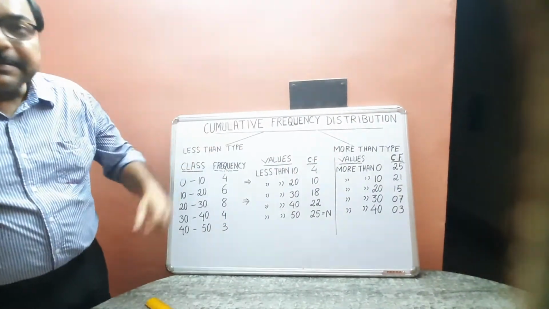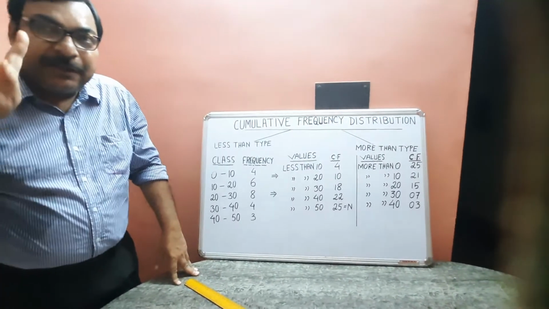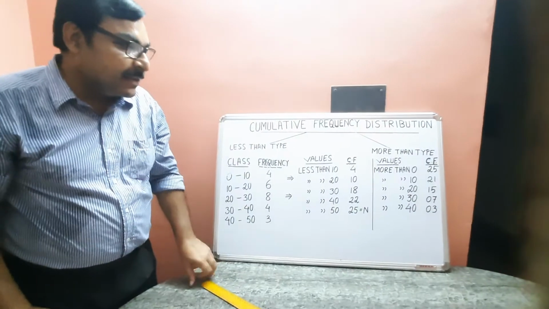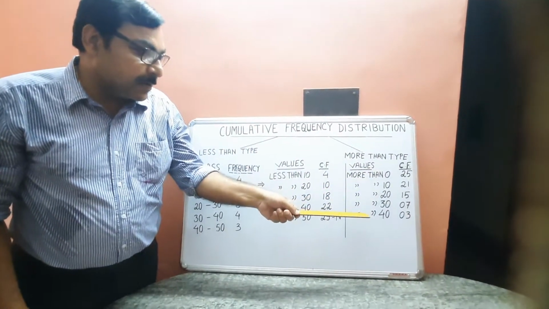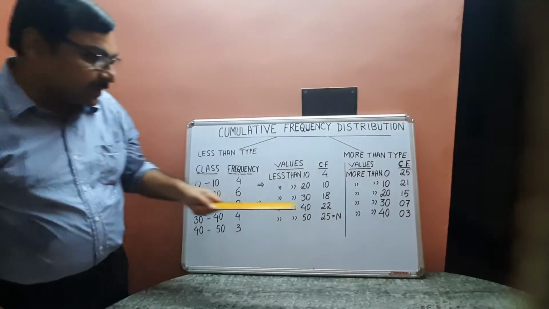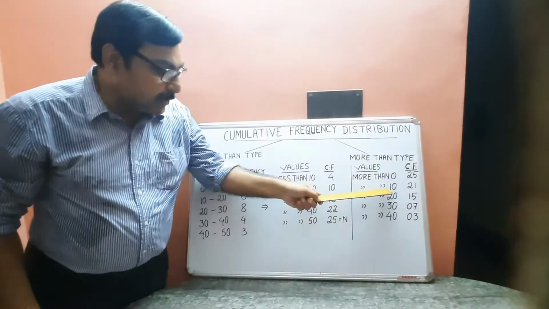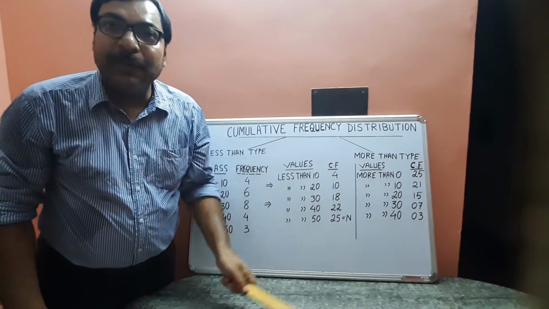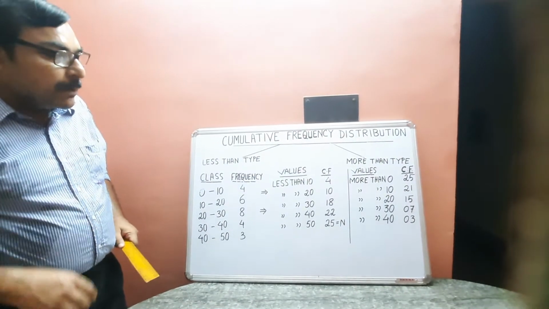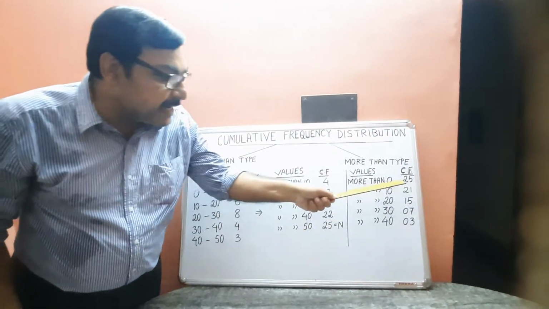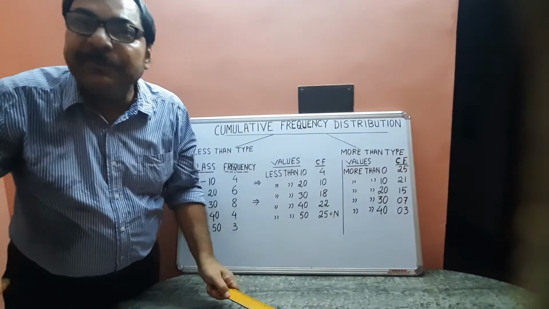What are the characteristics of this series? More than type cumulative frequency distribution. Again, 4 characteristics are there. Number 1, more than type cumulative frequency distribution is based on lower limits of the series. Lower limits of the series 0 to 40: 0, 10, 20, 30, 40, all these are lower limits. Number 2, more than type cumulative frequencies are gradually decreasing: 25, 21, 15, 7, 3, gradually falling.